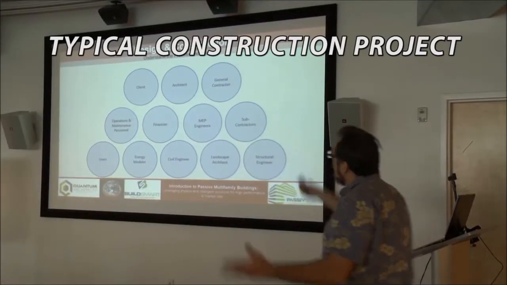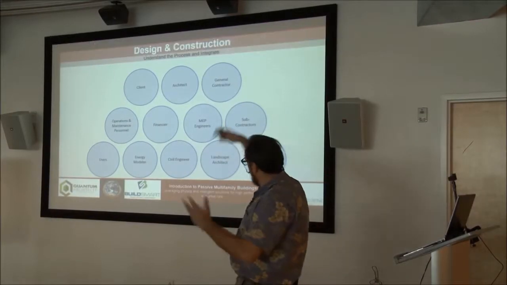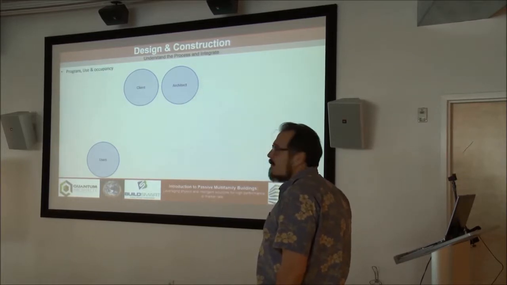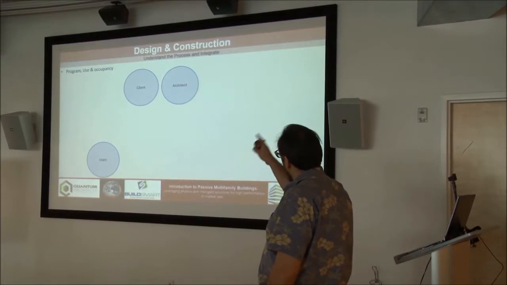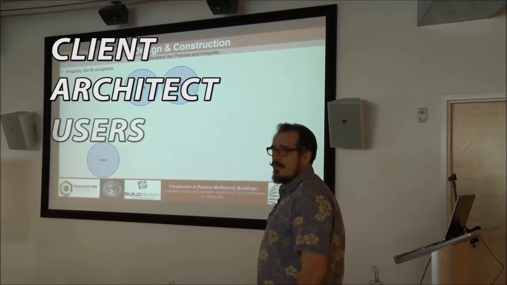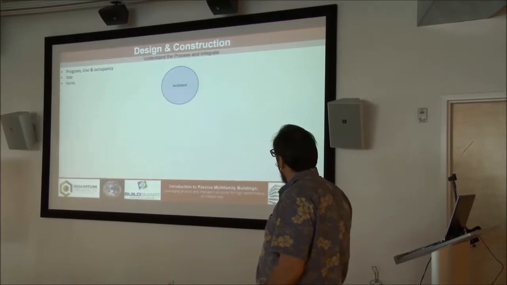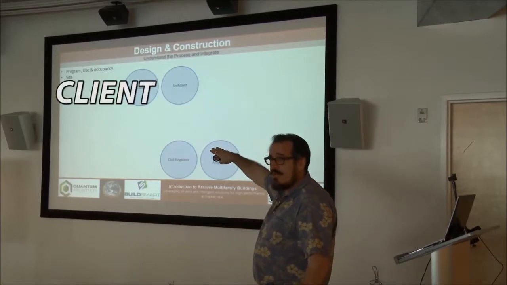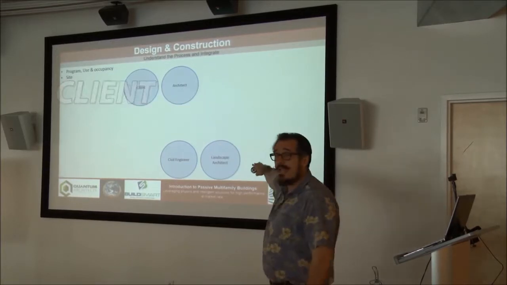Here's a typical construction project. I just picked a few players, right? So let's just go down through the things we have to do. We have to do program use and occupancy. Well, we might have the client and architect. If we're lucky, we got the users in the room. Sometimes yes, sometimes no. The site, usually it's architect and civil engineer. We may have our client in our room when we talk about it. If we're really lucky, we get the landscape architect.